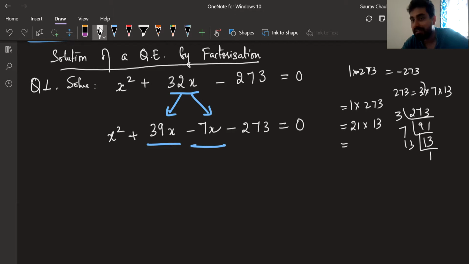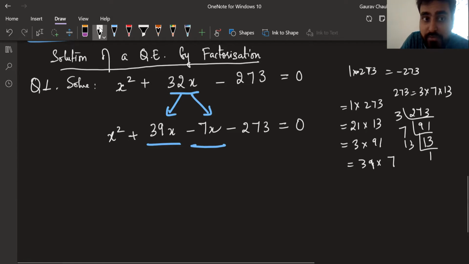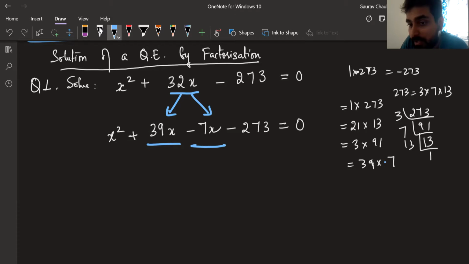Then I will get what? 3 into 91. Then I'll multiply 3 into 13. That's going to be 39 into 7. Okay. Is any one of them going to give me 32? Yes. What is going to give me 32? 39 and 7. If I take one of them as minus, I will get 32.